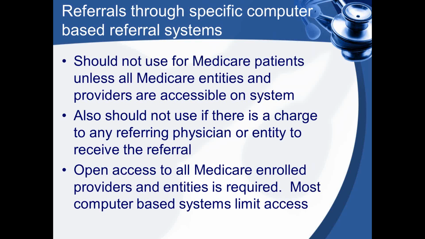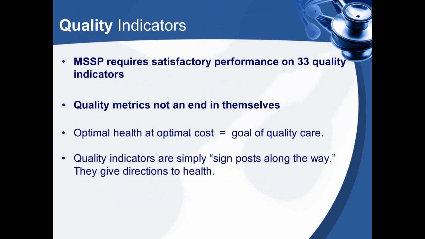So there's some questions on how all this works, but the main thing is we have to have open access to all Medicare enrolled providers and entities, and most of the computer systems limit that access. So we've talked about this briefly in the first part. We'll have a whole webinar dedicated to it, but remember, we have to have satisfactory performance on 33 quality indicators.